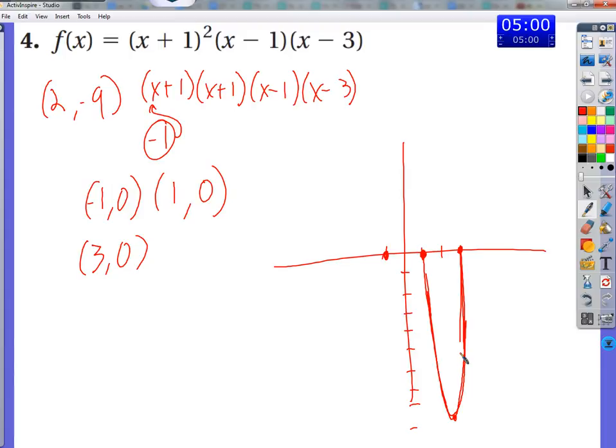So, now, in between here, let's see, are we below the x-axis? Should it actually kind of turn around and come back down? What's going on? Are we above or below the x-axis between these two? How do we find out if we're above or below? We plug in 0 for x.